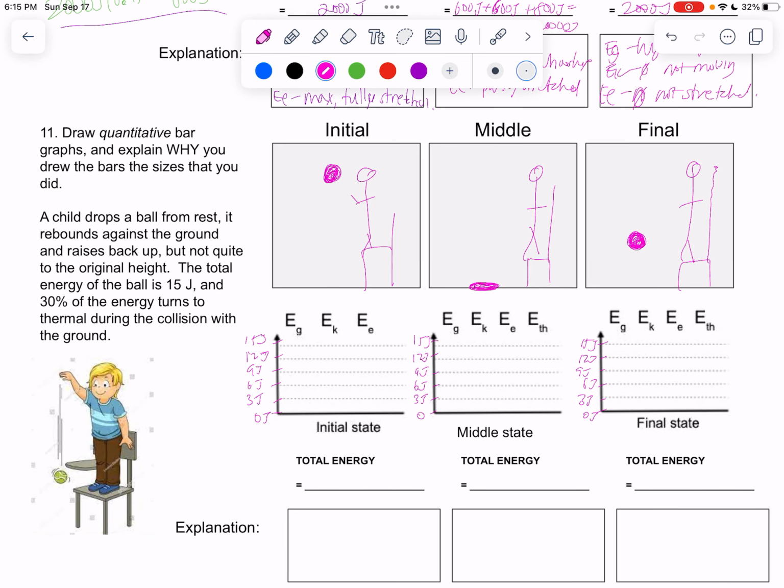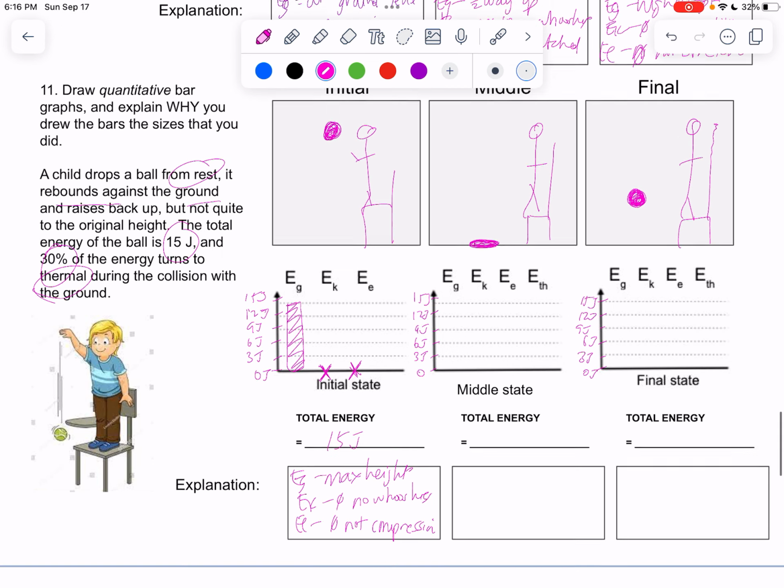Okay, so initially the child drops a ball from rest. It rebounds against the ground. The total energy of the ball is 15 and some amount is thermal. Initially it's from rest. There's nothing compressing or stretching right now, so all of the energy has to be EG. It's above the ground, so no whooshies. So EG, max height, EK, 0, no whooshies, not moving. EE, 0, no compression. Balls aren't going to stretch, they're really going to compress, so I'm only going to worry about compression.